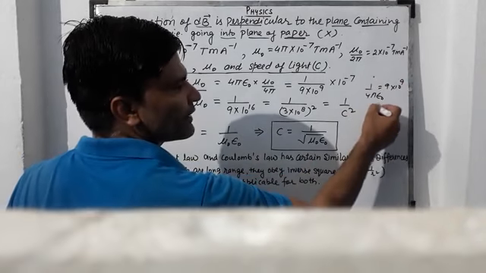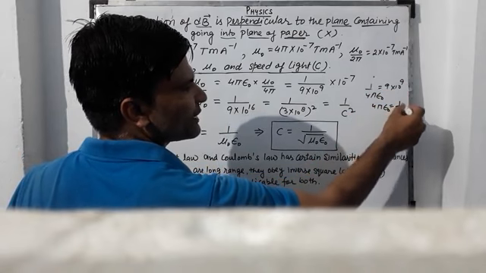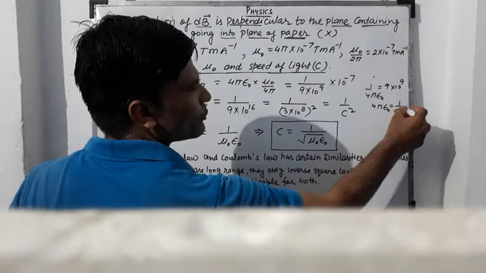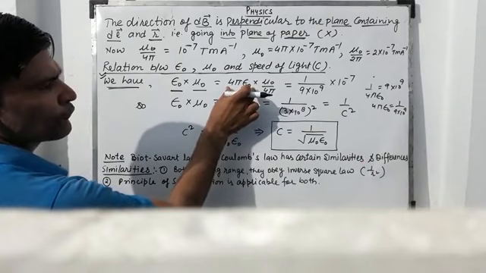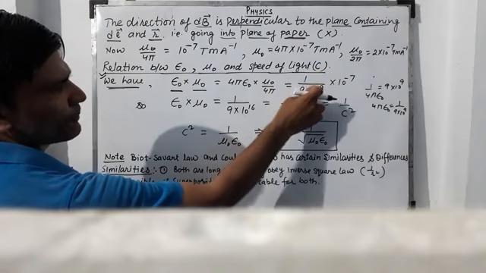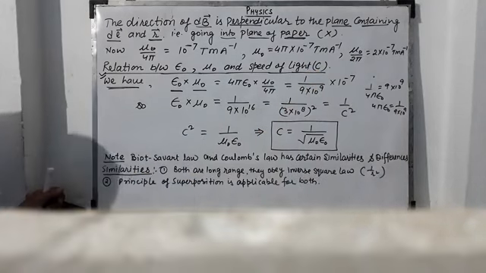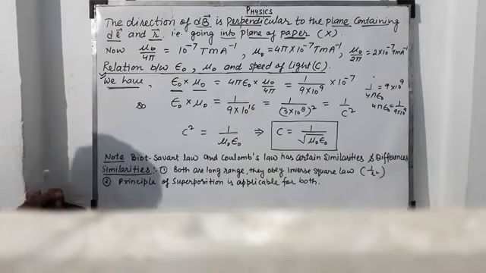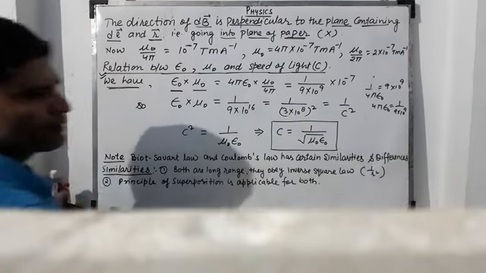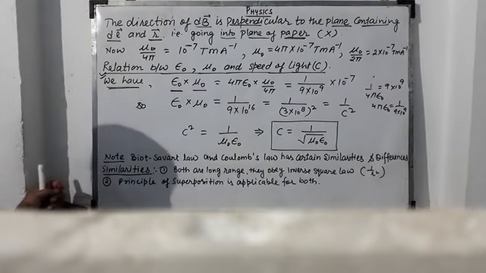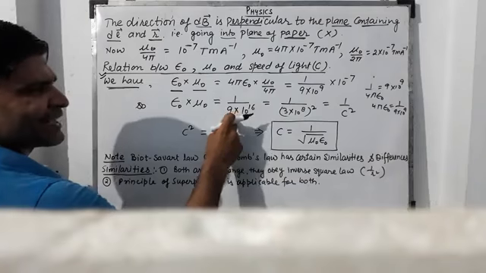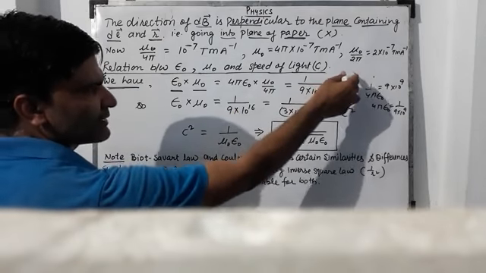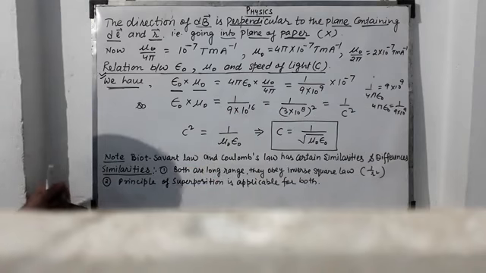Then the value of 4 pi epsilon naught is equal to 1 upon 9 into 10 to the power 9. So we use the value of 4 pi epsilon naught, that is 1 upon 9 into 10 to the power 9, and the value of mu naught upon 4 pi is 10 to the power minus 7. Then epsilon naught into mu naught is equal to 1 upon 9, and the 10 to the power minus 7 comes in denominator, then the power becomes 10 to the power 16.